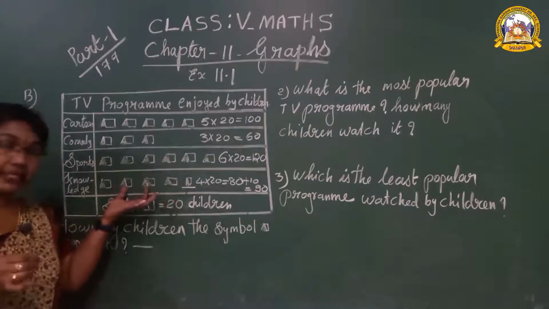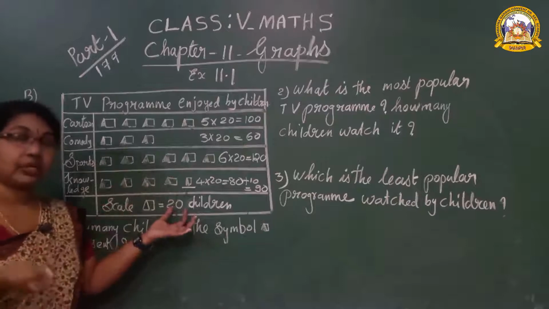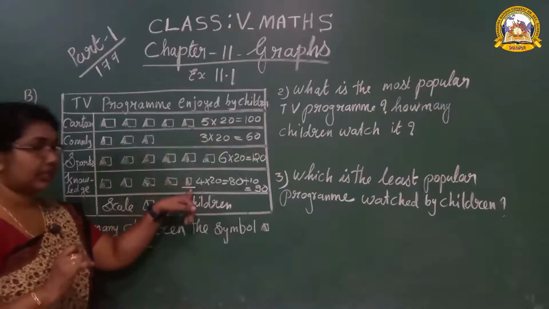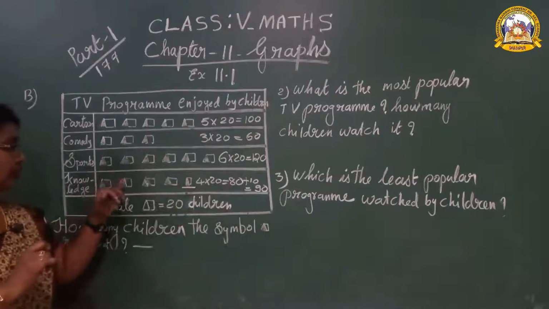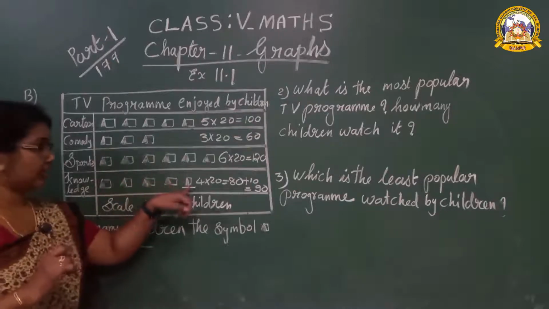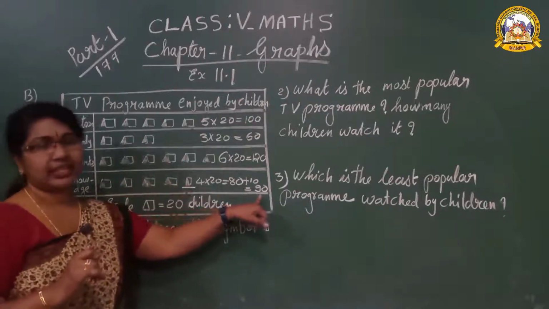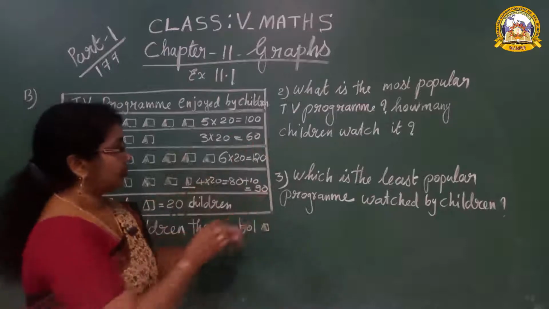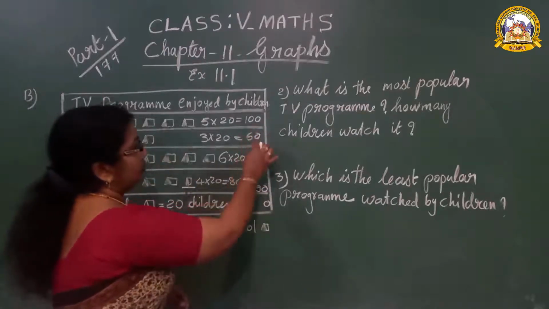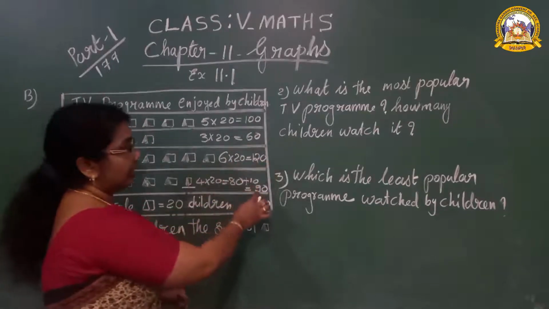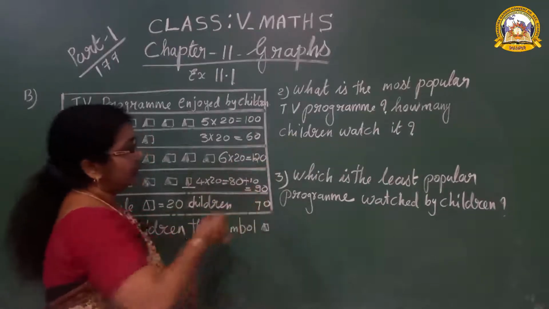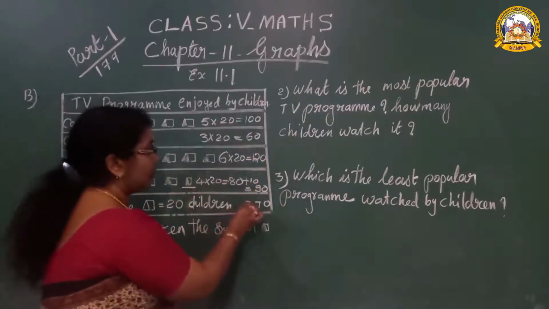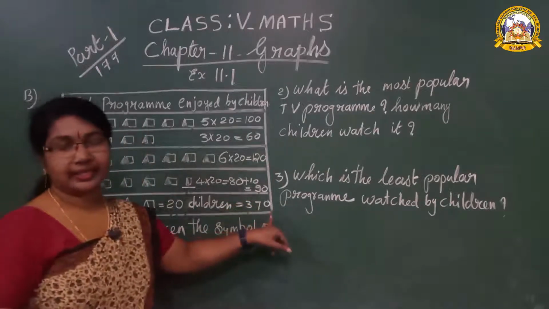Which program? Knowledge based program. Once more, one big symbol represents 20 children. Half of 20 is 10. So the small symbol means 10 children. So 20, 40, 60, 80. 80 plus 10, 90. Then we add all of these to get the total number of children. Look here: 0. Then 6 plus 2, 8. 8 plus 9, 17. Carry 1. 1 plus 1, 2. 2 plus 1, 3. Total how many children? 370 children.